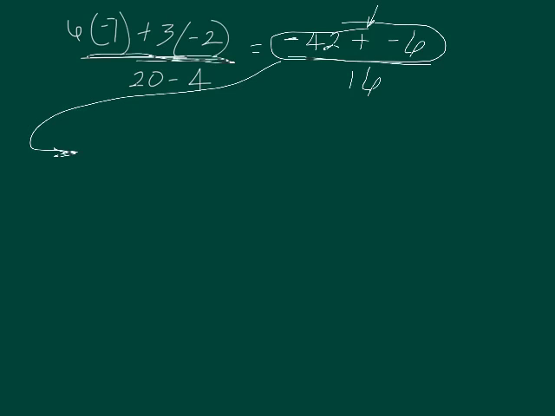So negative 42 plus negative 6. The signs are the same, so we're going to add the numbers. And we'll put the sign of the numbers up here. And that's over 16. And now I have a negative 48 over a positive 16. And when I have a negative over a positive, I'm going to get a negative answer. And 48 divided by 16 is 3. And you're done.